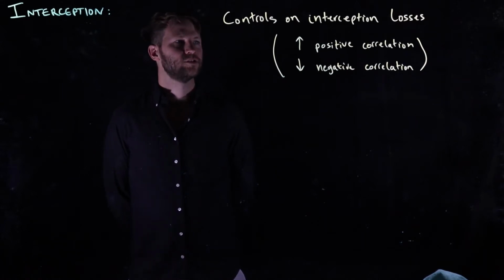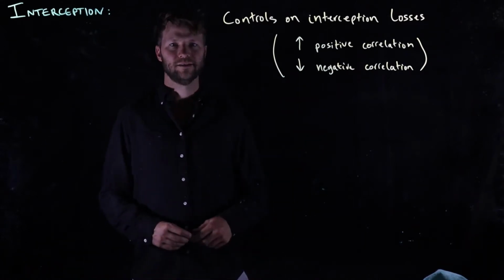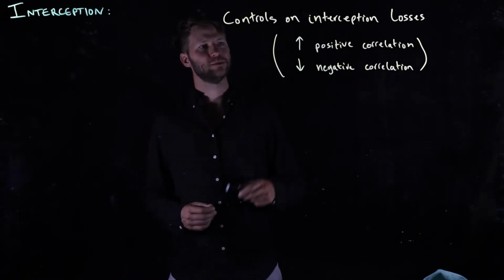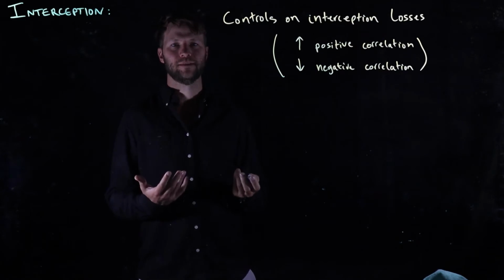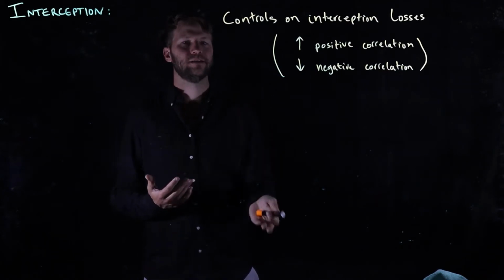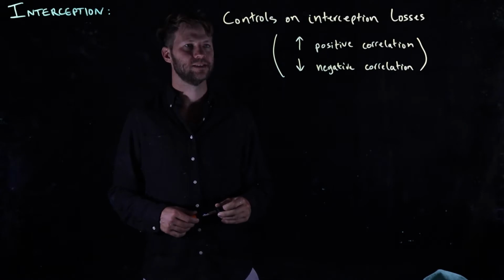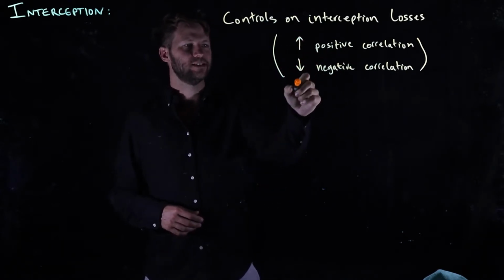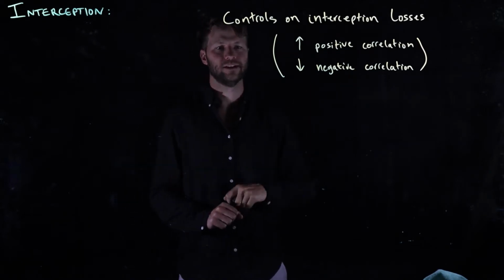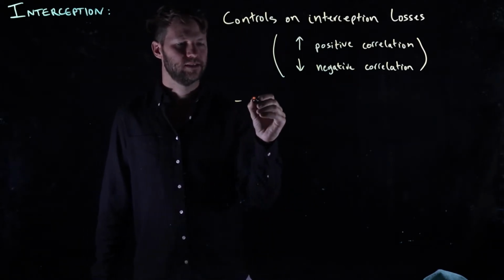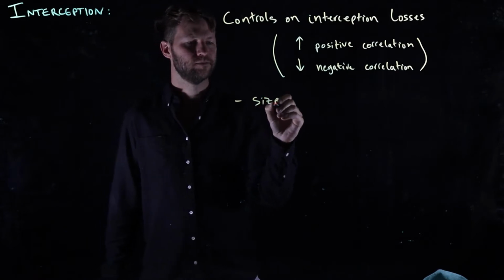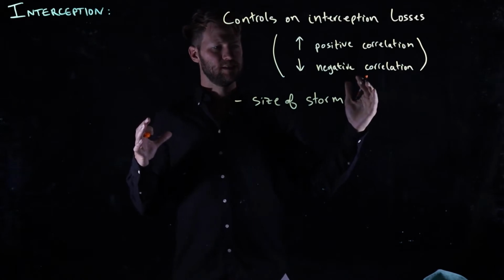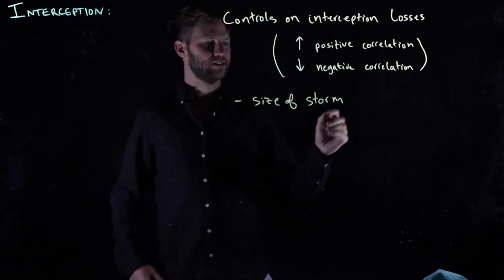Let's consider what controls how big the interception loss is in any particular storm event. And by how big it is, we're going to talk about the relative amount of water that is intercepted compared to the amount that would end up hitting the ground surface. And I'm going to use these up arrows to denote a positive correlation and down arrows to denote a negative correlation. So let's first consider the size of a storm. And the bigger the storm is, the smaller the relative amount of interception.